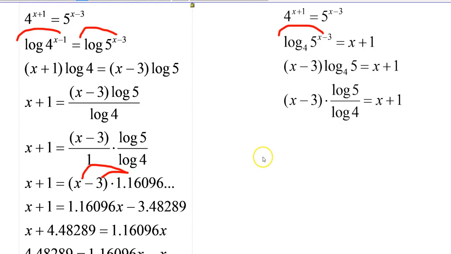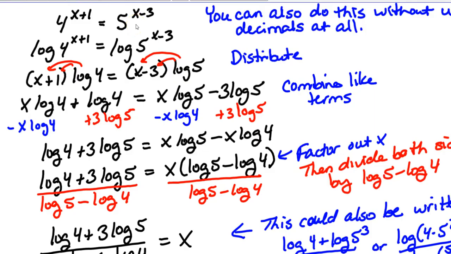Now, just to show you one more way to do this problem, as if you needed another way, but just to show you that you can, if you don't want to carry through the decimals like this, you can do the whole thing with logs and not enter in anything into your calculator at the end. So I started out the way I did in the left-hand side on the first version, but now I'm just going to distribute the log to both of these. So I have x times log 4 plus 1 times log 4, x times log 5 minus 3 times log 5.